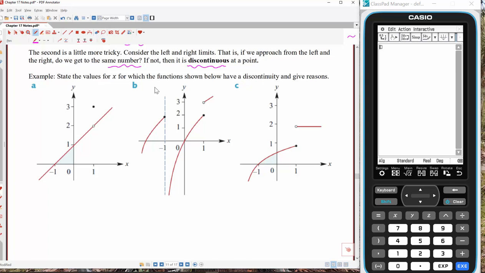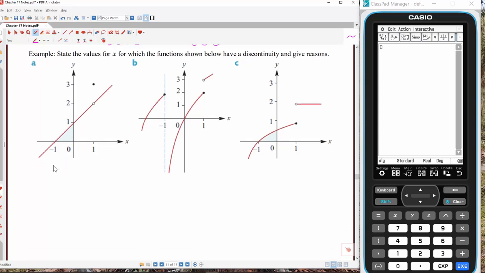State the values of x for which the functions below have a discontinuity and give reasons. So it's clear for this one here that there is a discontinuity at this point here. Let's find out why there is a discontinuity. First of all, we're going to test whether the function is there at x equals 1. Let's say that this function is f of x. The first thing we're going to do is find out what f of 1 is. f of 1 is equal to 3.